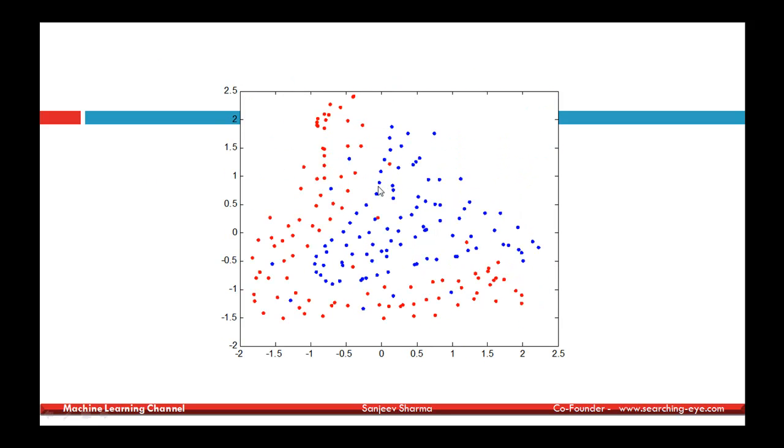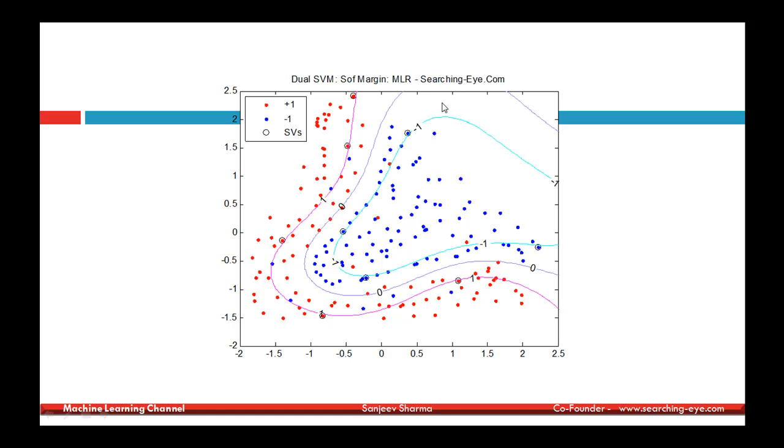So here is a non-separable dataset, that is, it has overlapping classes, and therefore we will use the dual soft margin SVM to solve this problem. And here's the solution using the dual SVM. So this is a decision boundary for this problem, and as we can see, the SVM has performed quite well in this problem for separating the two classes.